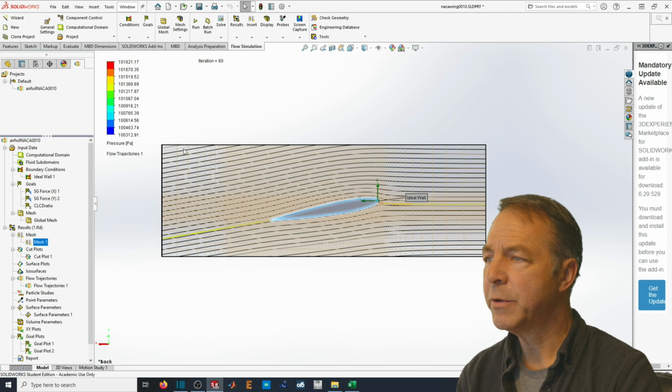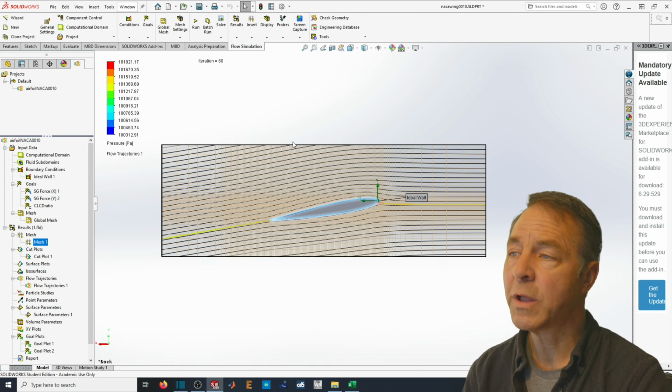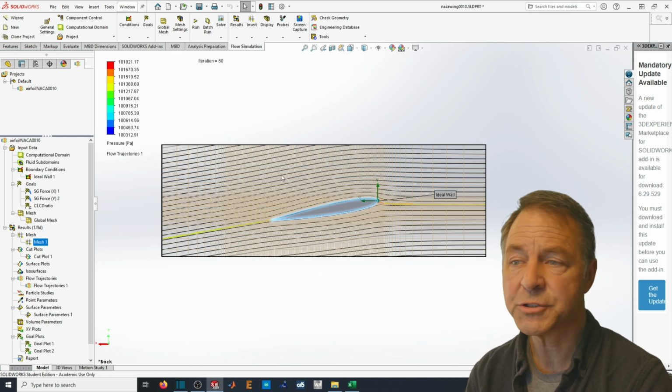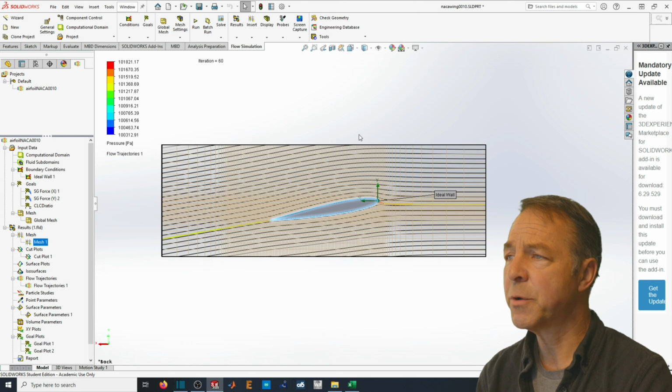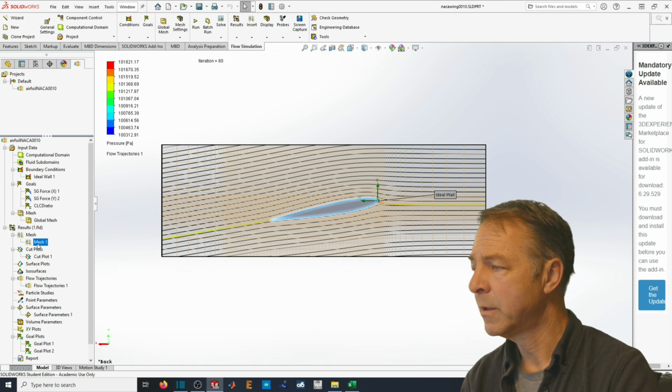And then the other thing we can see is up in this region, there's a lot of activity, a lot of flow lines that are crossing our computational boundary. So there's things going on up here that we're really not accounting for, and we don't know.